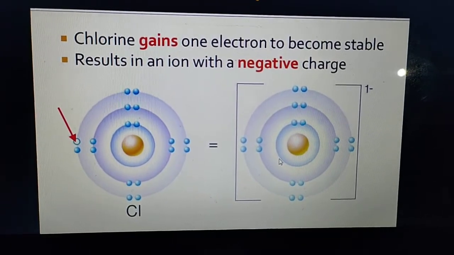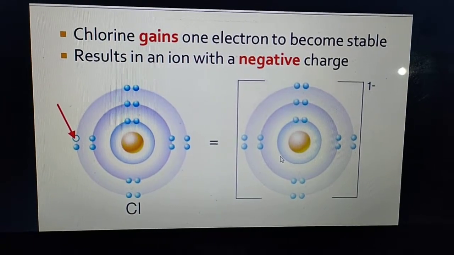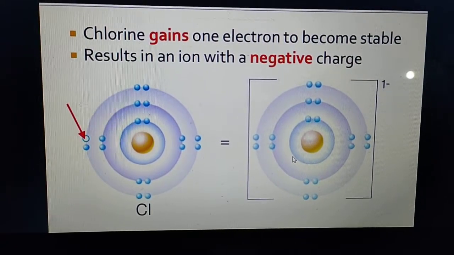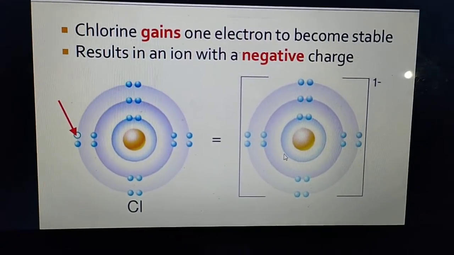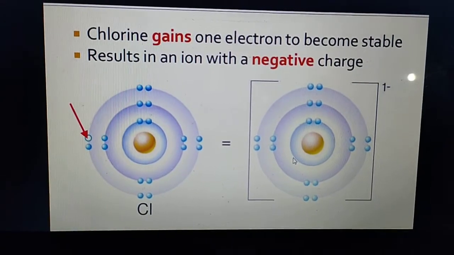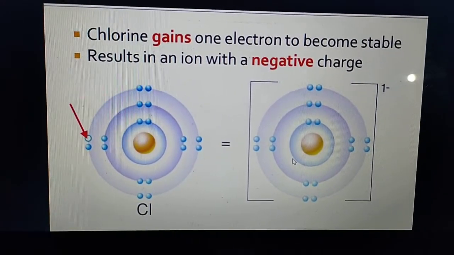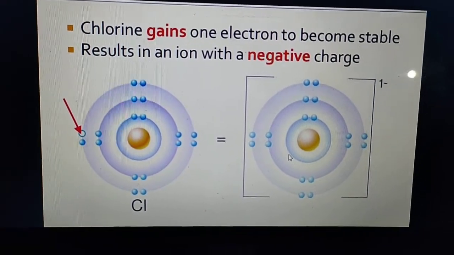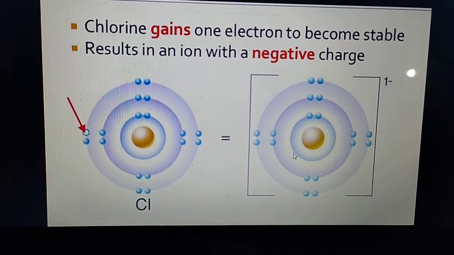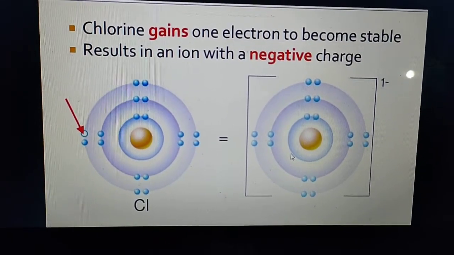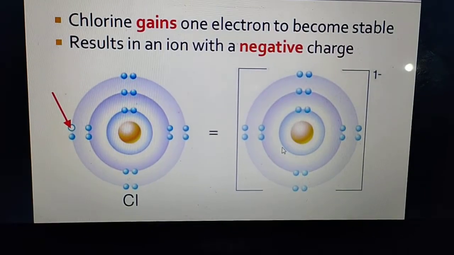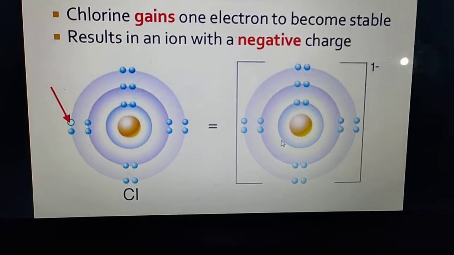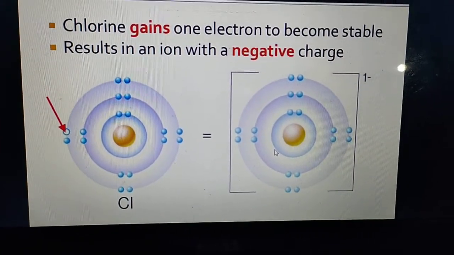As you can see here in the figure, 2 electrons in the K shell, 8 electrons in the L shell, and 7 electrons in the M shell. So if it has 7 electrons, it can accept 1 more electron, it can gain 1 electron. If it gains 1 electron, 1 charge should be there, and that is 1 minus. So you can write Cl minus. Minus means minus 1 charge is there. So if it gains 1 electron, it gains 1 minus charge.